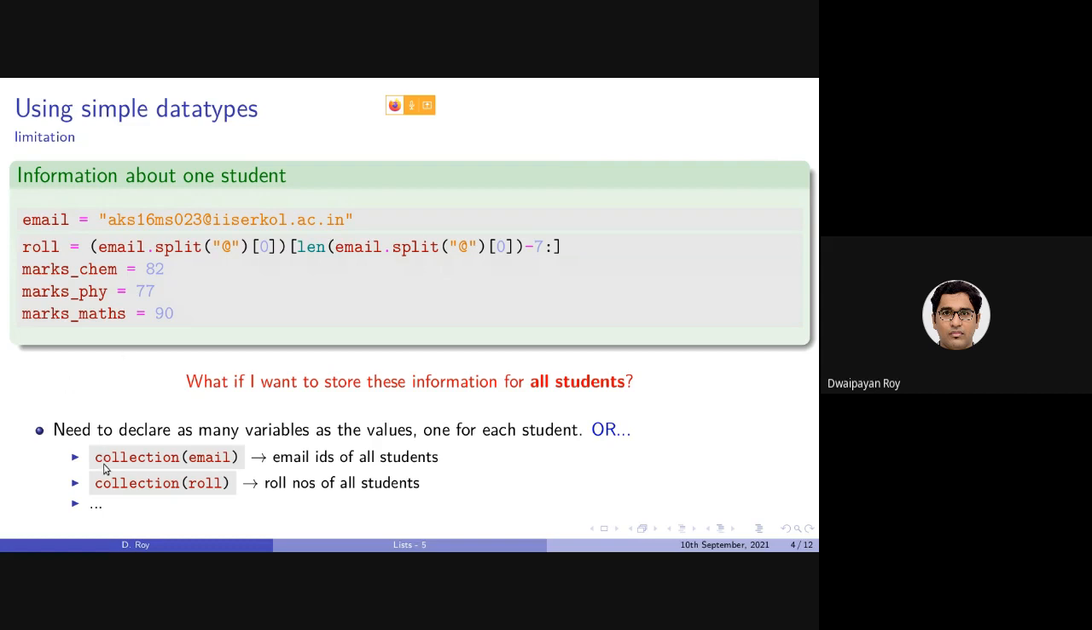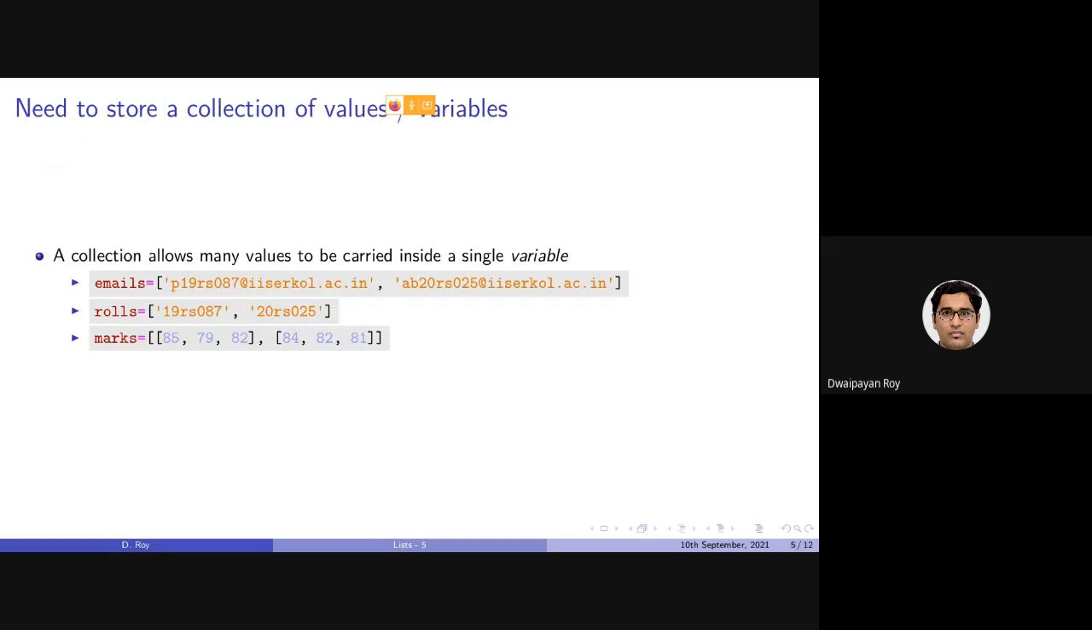For example, say I'm referring to it as a collection. I don't know what a collection is for the time being. So collection email will contain all the email IDs of all the students. Collection roll will contain the roll numbers of all the students, and so on. This collection can be of many types: lists, tuples, sets, and dictionaries, each of them having a separate type of application associated with them. The beauty of this is that it can store a mix of values.